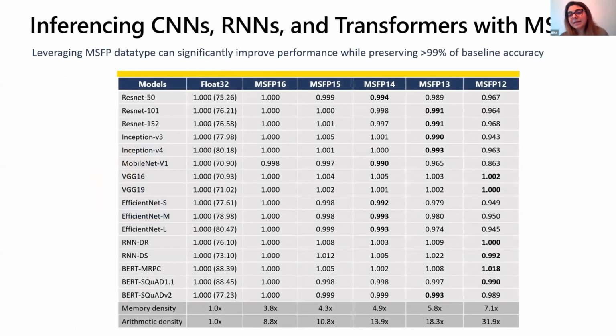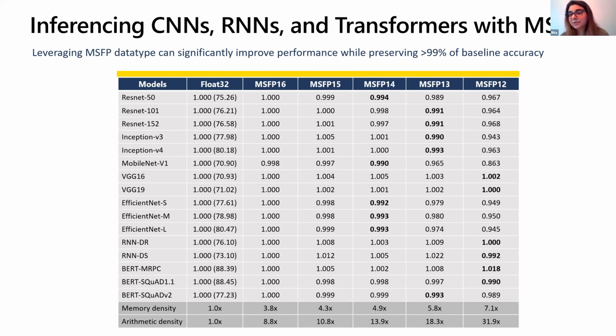We tested the MSFP data type. As I said, one of the key requirements for any change that you introduce is that it needs to be generalizable. With that in mind, we tested the MSFP data type across different first-party and third-party workloads. Here I'm listing the different CNN, transformer, and RNN models that we looked into to see the impact of quantization on accuracy. It's a pretty dense table, but in the second column I'm showing the FP32 accuracy as the baseline, and all the other accuracies are normalized to this baseline.